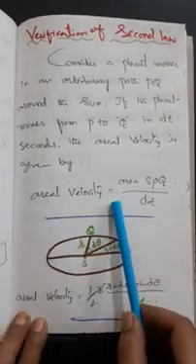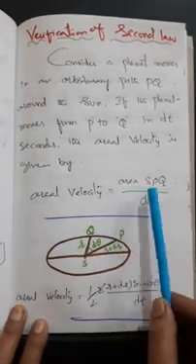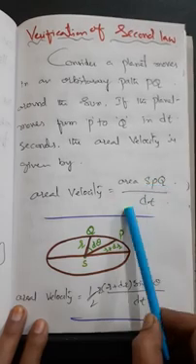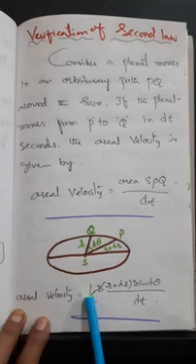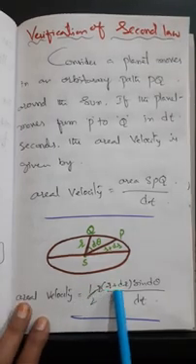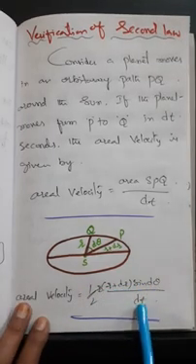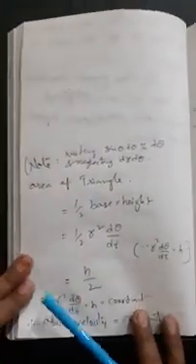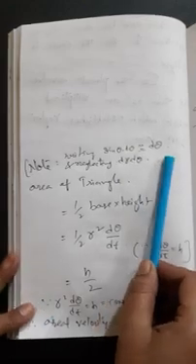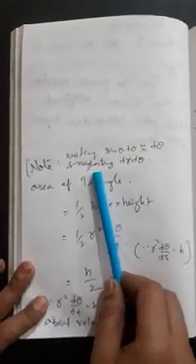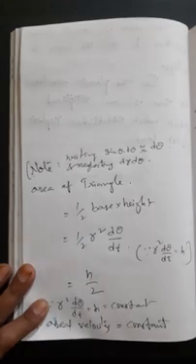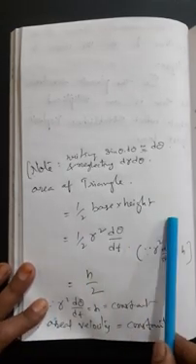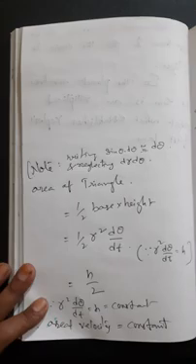So areal velocity is equal to the area swept by the planet, PQ, divided by the time, that is dt. So areal velocity can be written as 1/2 r (r + dr) sin dθ / dt. Here sin dθ is approximately equal to dθ, so neglecting the dr dθ terms, we know that the area of the triangle is nothing but half into base into height. So this can be written as this total equation.